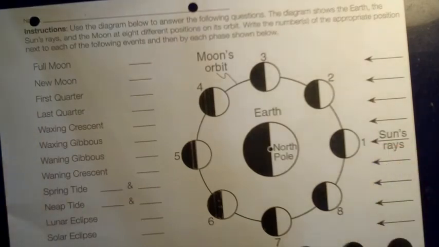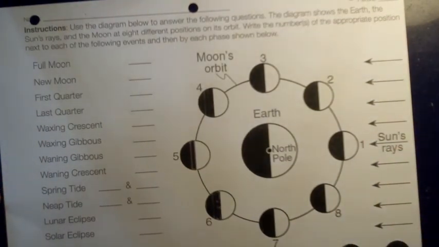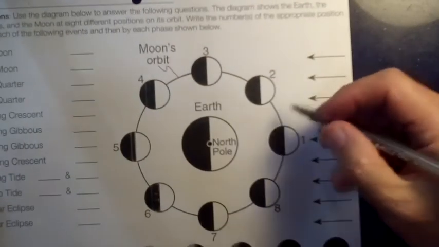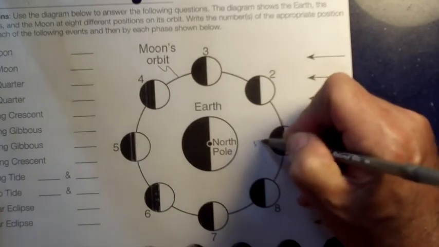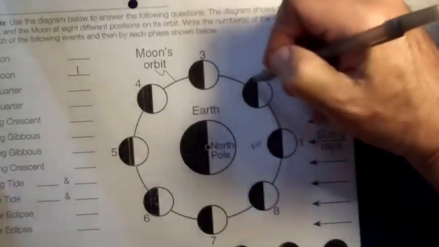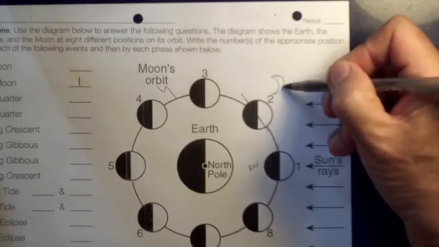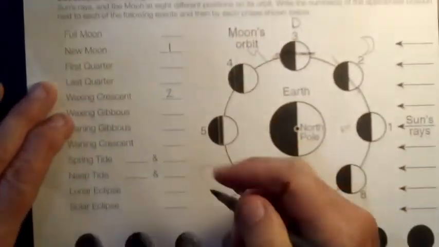Instructions. Use the diagram below to answer the following questions. The diagram shows the Earth, the Sun's rays, and the Moon at 8 different positions on its orbit. Write the number of the appropriate position next to each of the following events, and then each phase shown below. Sun rays are coming in this direction right here. Here would be our new moon phase at 1. 2 would be a waxing crescent. 3 the first quarter.